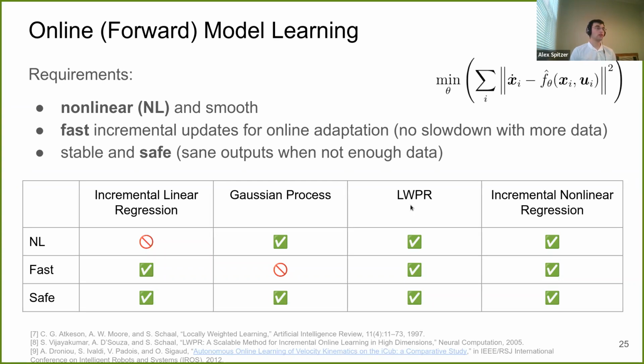There's also something called locally weighted projection regression, which does satisfy all three of the requirements. This is a way to learn local models in different parts of the state space, and you can update them incrementally. And finally, we have incremental nonlinear regression, and that's simply linear regression with some nonlinear features. I'm going to talk about that because that's what we'll be using for the experiments in this thesis. And I should mention that sometimes you can make interesting relationships between Gaussian processes and incremental nonlinear regression, and we'll get to that.